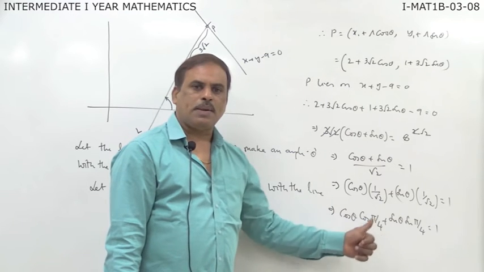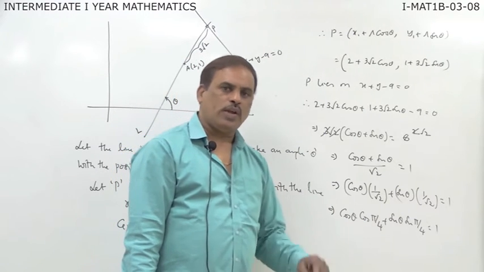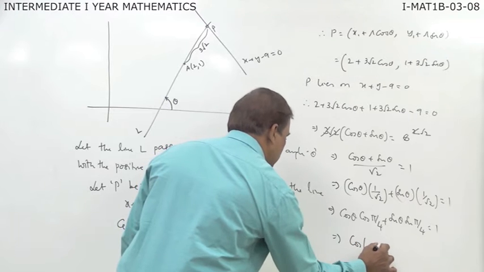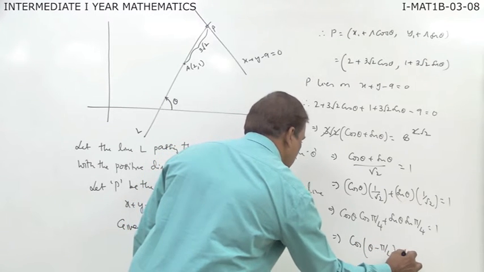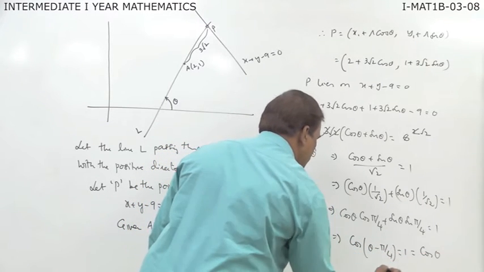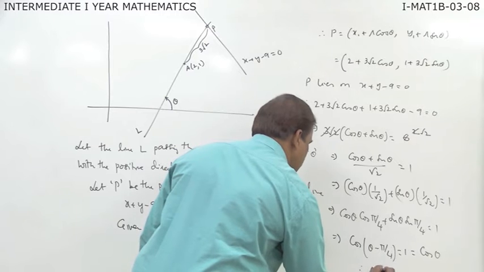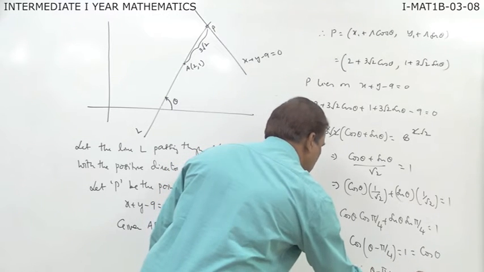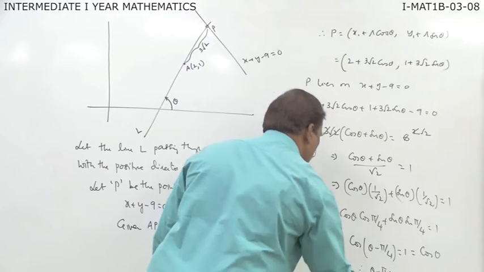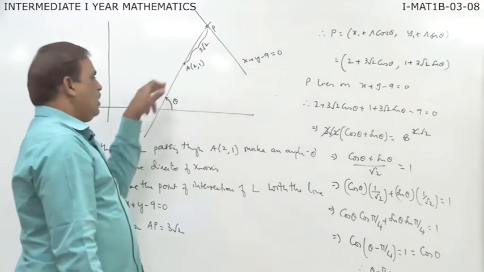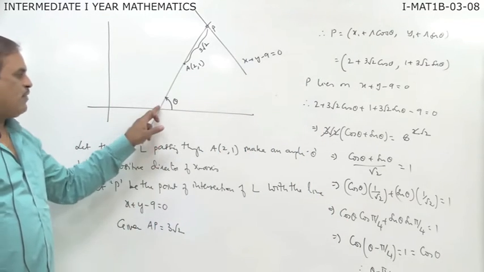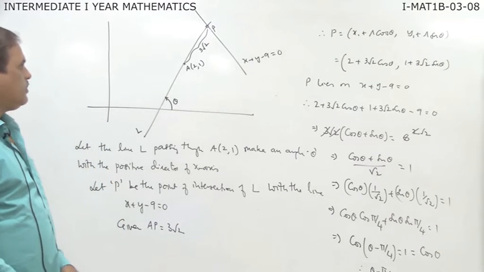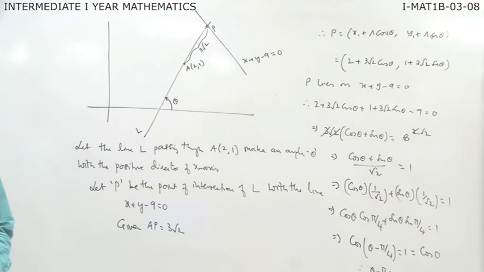What is cos A cos B plus sin A sin B? It is cos of A minus B. This gives cos of theta minus pi by 4 is equal to 1 is equal to cos 0. Therefore, theta minus pi by 4 is equal to 0, which gives theta is equal to pi by 4. Okay. So, the line is now making an angle pi by 4 with the positive direction of x-axis. Okay. This is about the problem number 4.